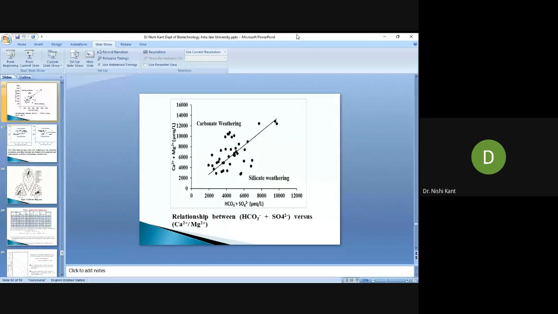This is the calcium magnesium graph. This is a linear relationship derived from carbonate weathering, but also the release of calcium and magnesium by silicate weathering, or the possible source by reverse ion exchange, which is evident from the relationship between bicarbonate plus sulfate versus calcium and magnesium.